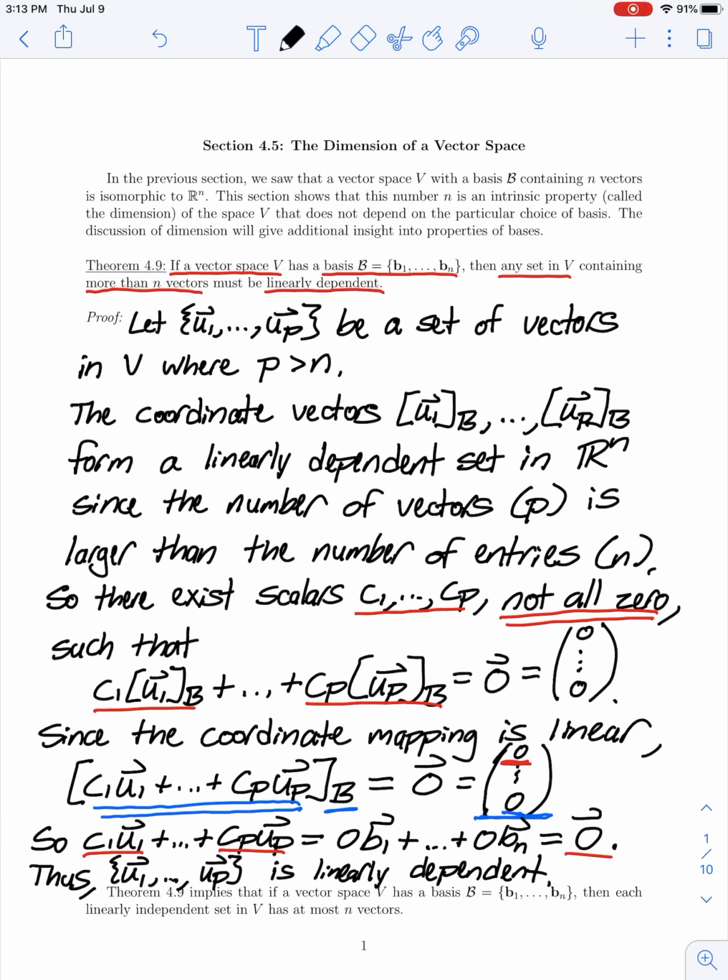All right. So thinking about what this theorem says in a bit more detail, this theorem implies that if we have a vector space V with a basis B consisting of n vectors, then each linearly independent set in V has at most n vectors, because any set which contains more than n vectors would have to be linearly dependent. So we can say every linearly independent set from that space has at most n vectors.